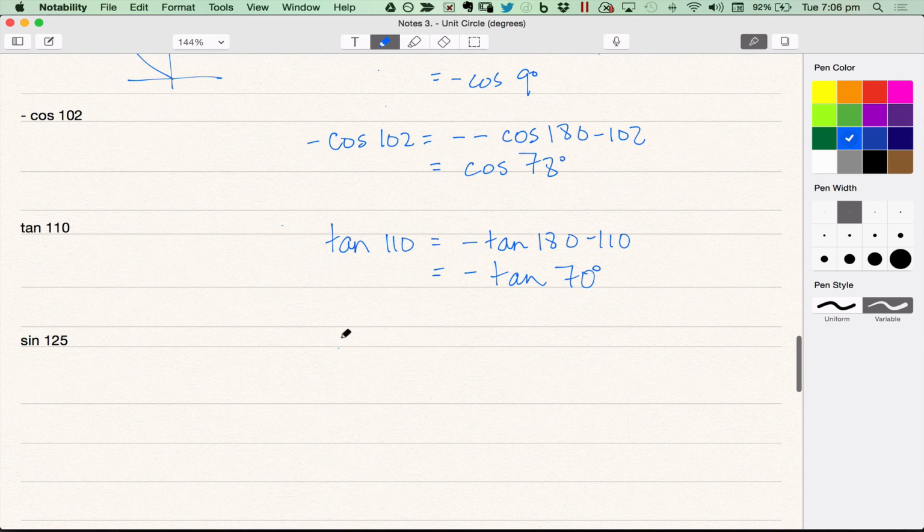And sine of 125. Sine is positive. So we just keep it. We don't need to put a negative out the front. 180 minus 125 equals sine of 55 degrees.